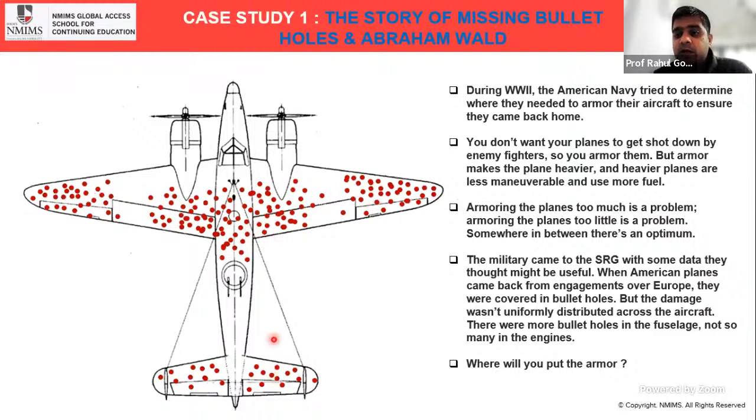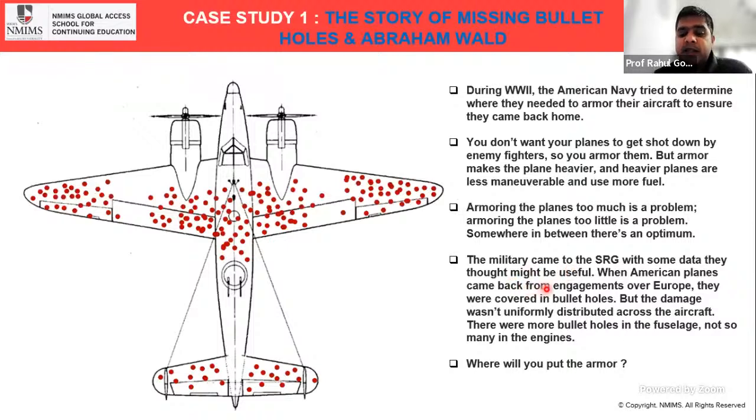Or at the rear, they're all coming back, which means that this part of the plane maybe at this point in time doesn't need that level of attention. But the planes which may have taken the hit, let us say in the engines or someplace else, have not come back. So this is what the military came to the SRG with, some data that they thought might be useful.